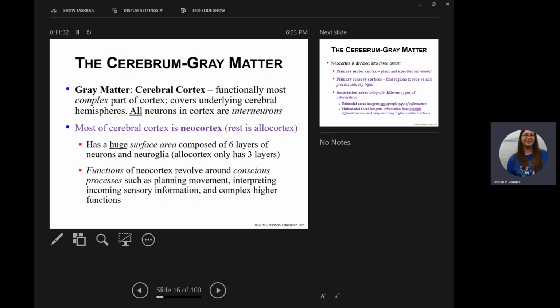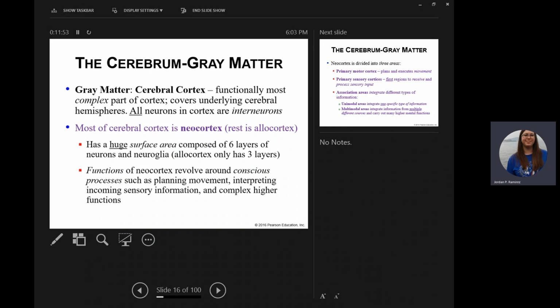It covers underlying cerebral hemispheres, and all neurons in this cortex are what you call interneurons. So most of the cerebral cortex is what you call neocortex. It's so named because it's the newest evolutionary portion of our brain when compared to the allocortex, or the area connecting those in between them, called the mesocortex.